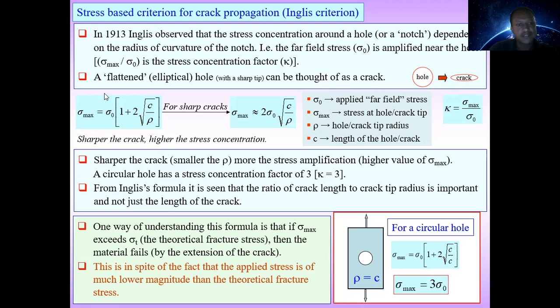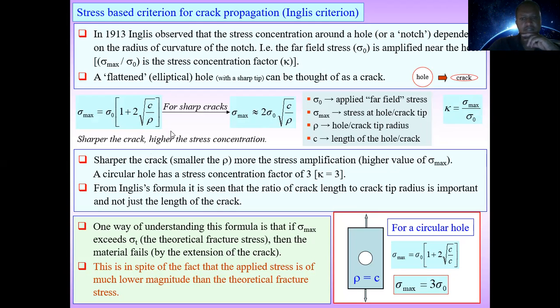So sigma max is equal to sigma naught times 1 plus 2 radical of C over rho, which for sharp cracks is approximately equal to 2 times sigma naught radical C over rho. Here sigma naught is the far field stress, sigma max is the stress at the hole or crack tip, rho is the hole or crack tip radius, C is the crack length or length of the hole or crack, and K is the stress concentration factor.